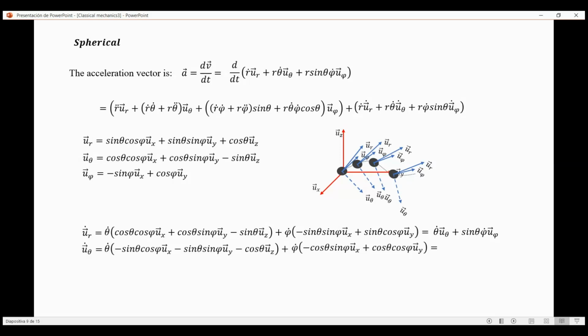So this thing inside the bracket is ur. If we take out the minus sign, sine of theta cosine of phi ux plus sine of theta sine of phi uy plus cosine of theta uz is simply ur. So this is why it appears here as minus theta dot ur. Plus, if we take out cosine of theta, this is phi dot multiplying cosine of theta times minus sine of phi ux plus cosine of phi uy. And this is simply u sub phi.